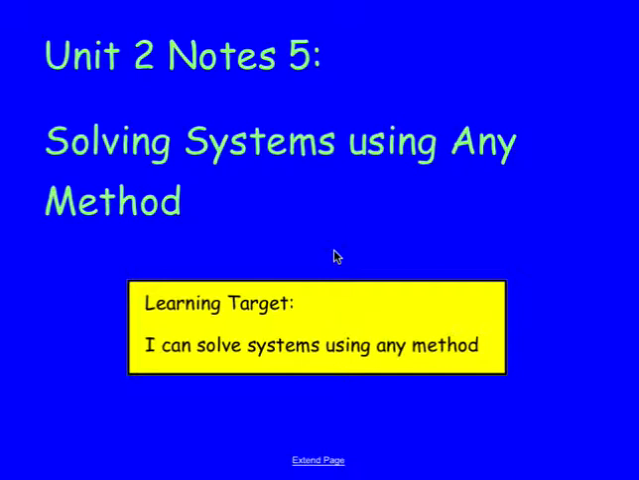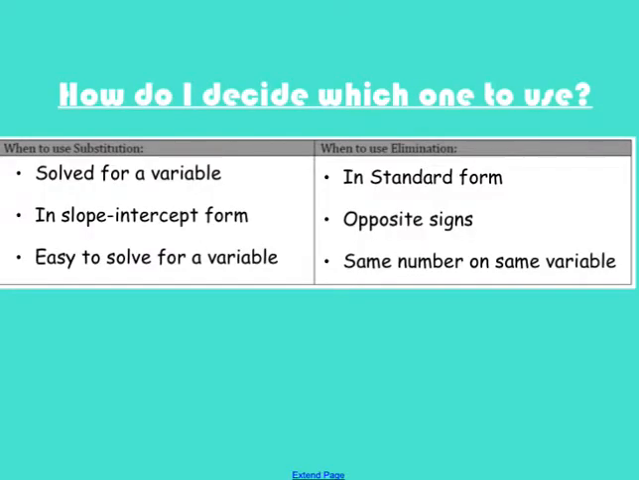So we're going to talk about solving systems using any method. We've learned all of the methods that we can use so far, and now we're going to learn when to identify which method is best to use. When I say solving methods, I'm talking about elimination versus substitution.